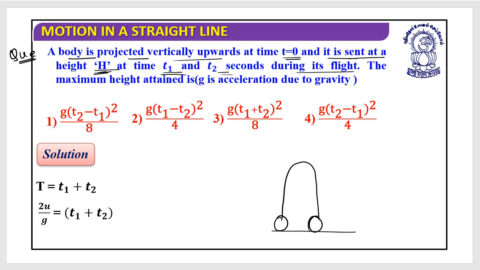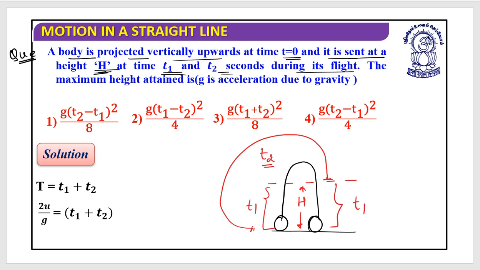So let's say this is the height h at which it is available at two times. One of the times is t1 and another time, from here to here, is t2. If you remember, we already did this kind of question in our classes on motion under gravity. So this is t2, and this is t1.